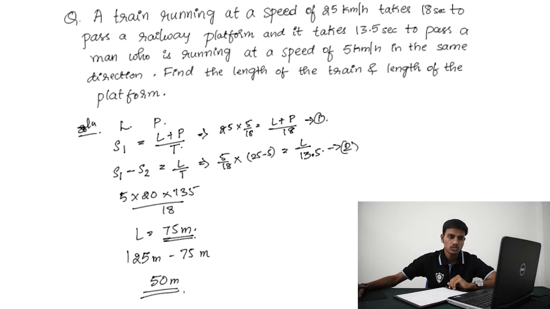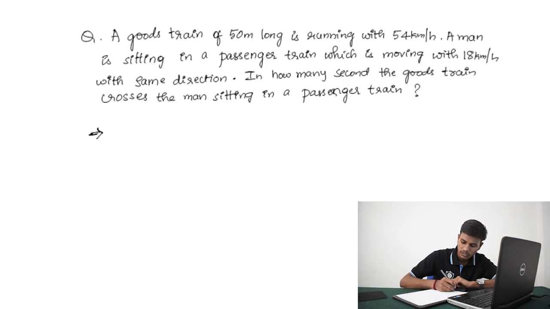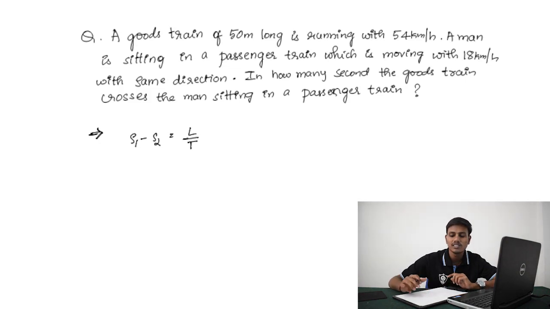And moving on to the next question. A goods train 50 meter long is running at 54 km per hour. A man is sitting in a passenger train which is moving at 18 km per hour in the same direction. In how many seconds does the goods train cross the man sitting in the passenger train? This is one of the cases we have discussed earlier. So we have the formula S1 minus S2 is equal to the length of the train divided by the time. Here we are not concerned about the length of the other train the man is on.